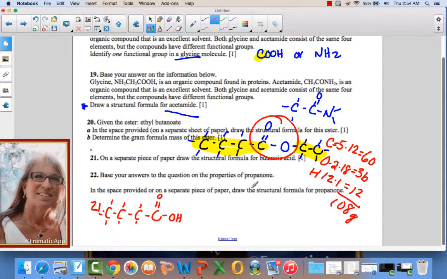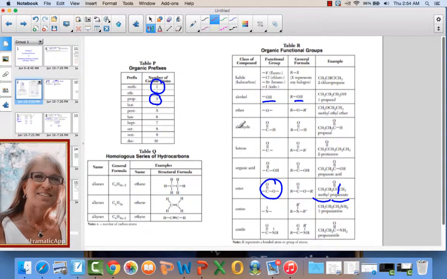Alright, propanone. They want me to draw propanone. So go to table R. Propanone is a ketone, ends in O-N-E. You can just take the name and follow it in your examples. So this is pentanone, 1, 2, 3, 4, 5 C's, and this is 2-pentanone because it's telling you that the oxygen is on the second carbon.